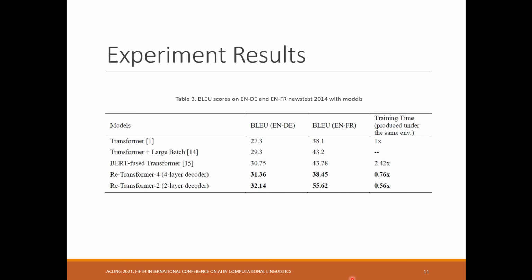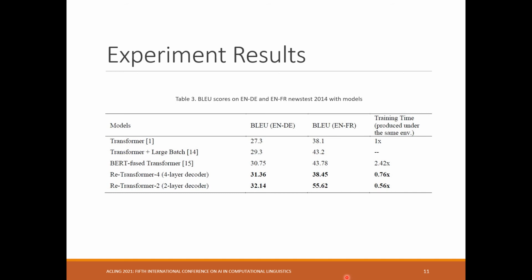This page is our experiment result. Retransformer 2 obtains the best BLEU scores of 32.14 and 55.62 in the World Machine Translation 2014 English-German and English-French datasets compared with the baseline original transformer. The BLEU scores are 27.3 and 38.1, which is about 4 and 17 points of BLEU score higher. The training time of Retransformer 2 is only 0.556 times that of the original transformer.